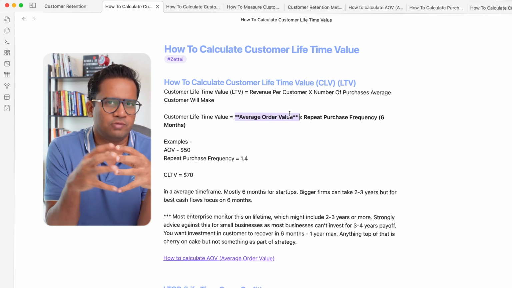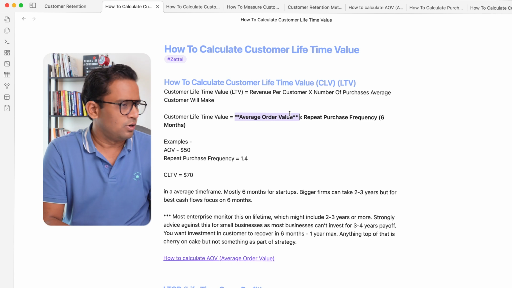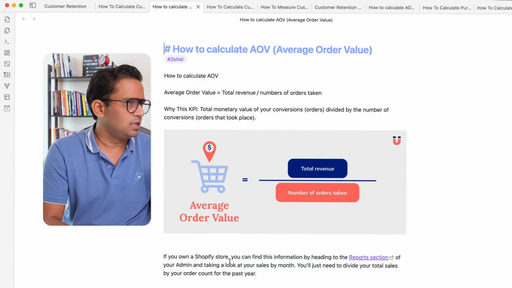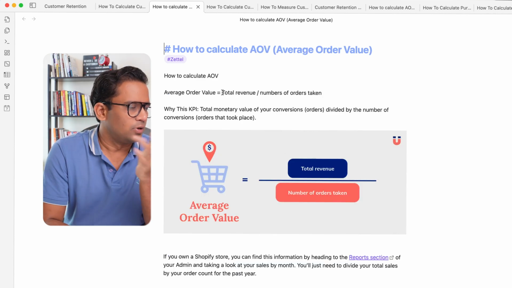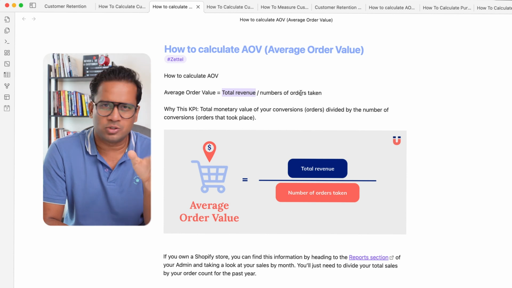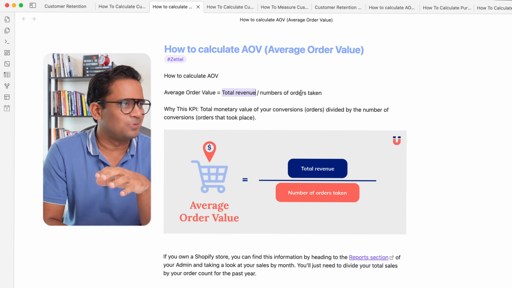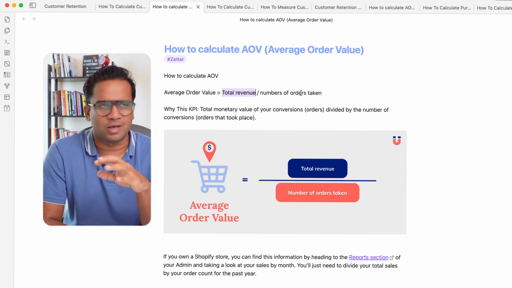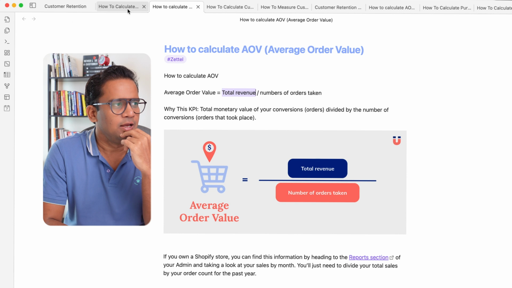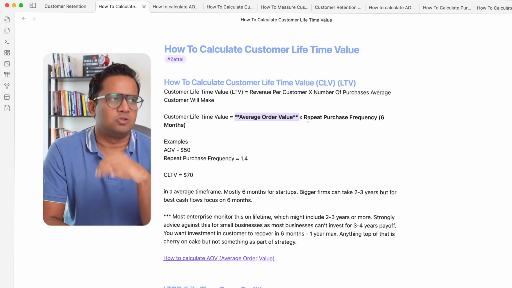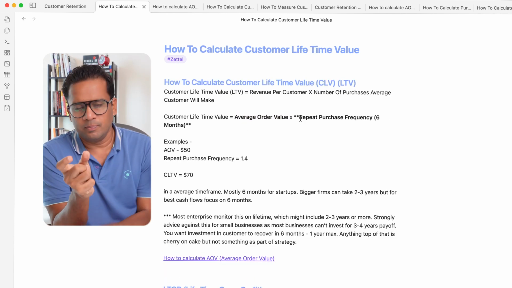Once you decide that, average order value is quite simple. It's visible in GA also. Average order value is total revenue divided by number of orders. Most of the brands we talk to know about customer lifetime value and average order value, so average order value is an easier metric. Next is repeat purchase frequency, which is a little bit tricky.